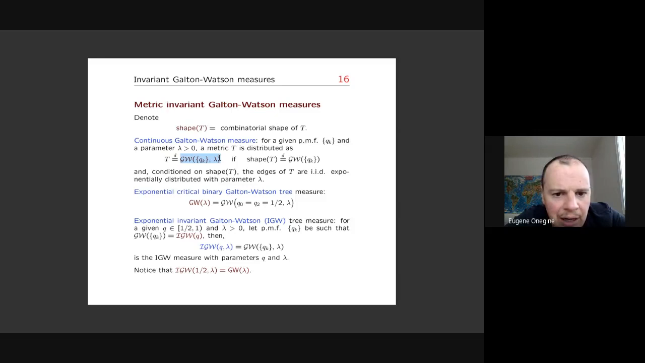You have lambda, another parameter, which is used for sampling the edge lengths, which are i.i.d. with parameter lambda. So essentially, you start with a shape tree, that is just your standard branching process, and then each edge in the tree is equipped with a length, which is an exponential random variable with parameter lambda. So then there is the exponential critical binary Galton-Watson tree, a critical binary Galton-Watson tree with exponential edge lengths.